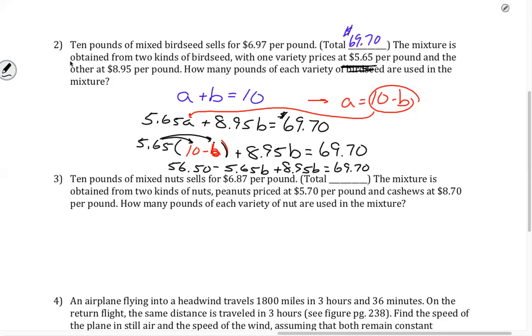So I'm going to go ahead and combine my B's in the middle there. So I have 5650 plus 330B equals 6970. Subtract the 5650, you get 330B equals 1320. And then I get B equals 4. Once I get B is 4, 10 minus 4 gives A equals 6.